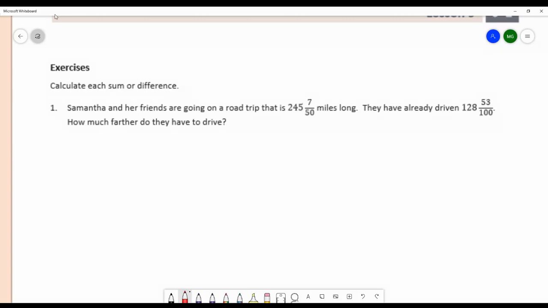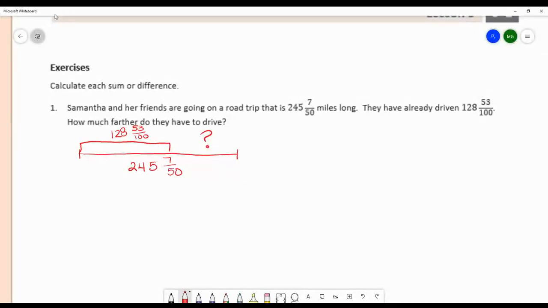Okay, well, let's take a look at this. If we have this whole trip that they have to go on, and the whole thing from start to finish, they said, was 245 and 7/50. And they've already driven part of it. So I'm just going to mark off, even though I don't know exactly how much, that they already drove 128 and 53/100. And the question is, how much do they have left?